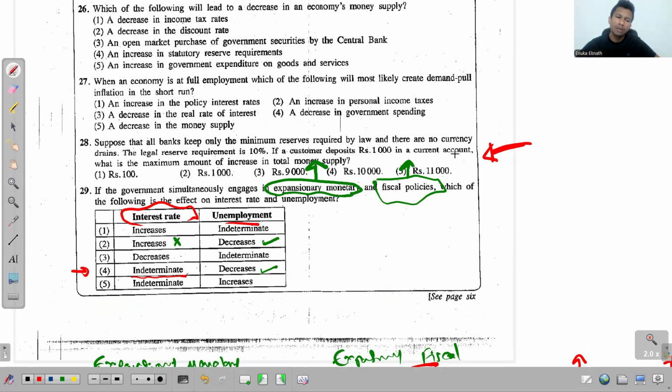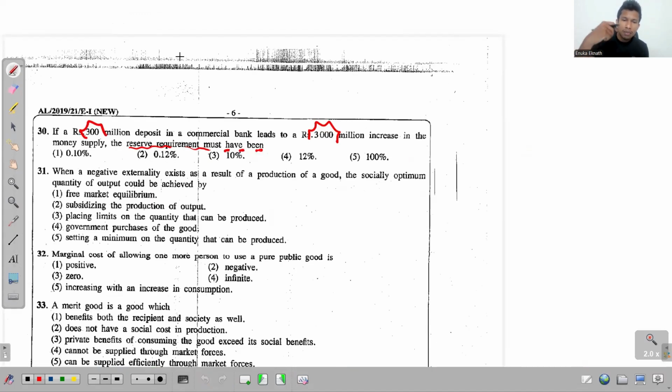Question 30 is like the opposite of question 28, because in question 28 a customer comes and deposits this much, and if the SRR is 10%, they ask us to calculate the maximum amount of increase in the total money supply. If you look at question 30, that maximum increase in money supply is given to you, and the question asks you to find the statutory reserve ratio.